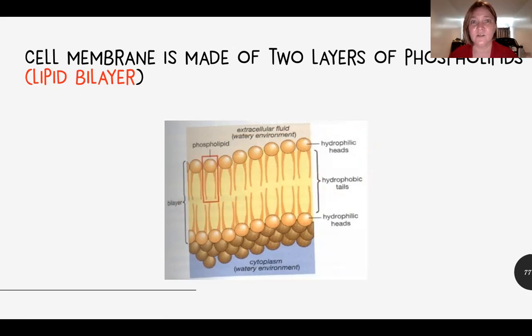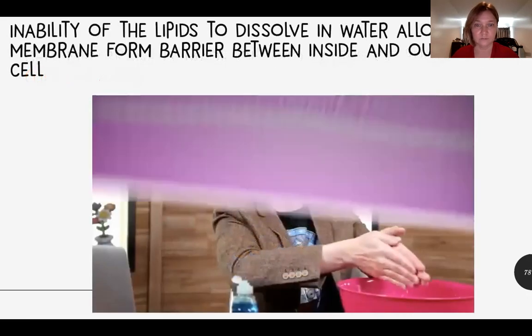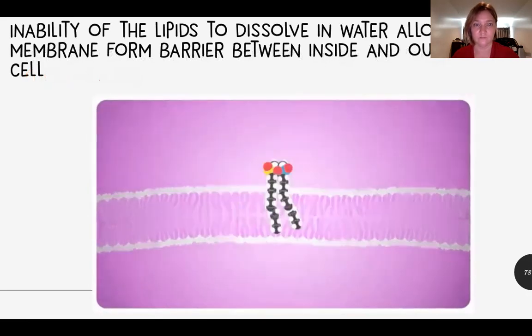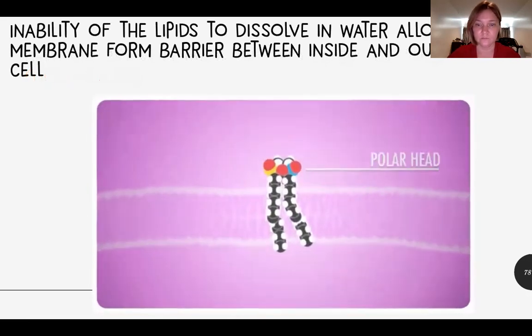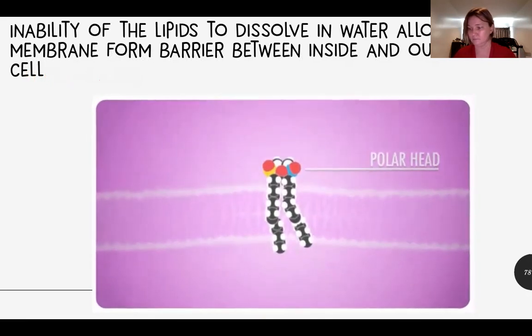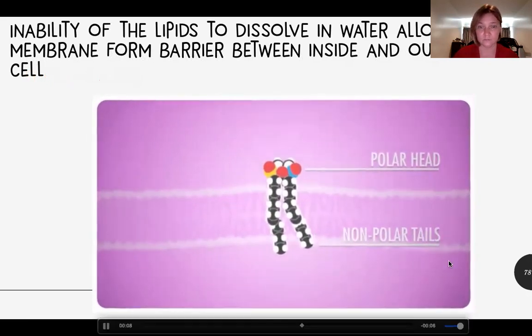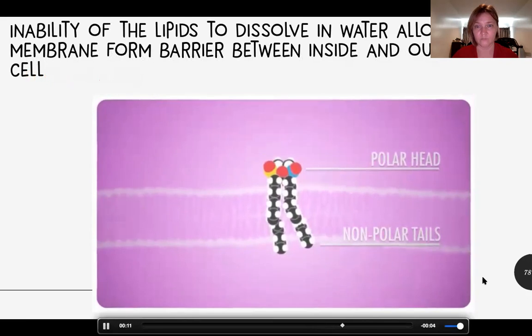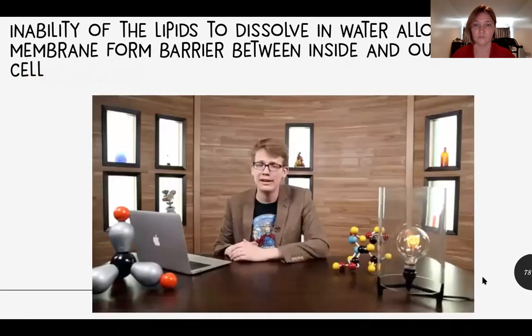Because the tails are hydrophobic, this allows the cell membrane to be a barrier between the outside of the cell and the inside of the cell. Likewise, the fatty acids that make up your cell membranes have polar heads, which keeps them interacting with the aqueous environment of our bodies, but non-polar tails, which prevent the cells from just being dissolved by the water around them. Pretty dang elegant, if you ask me.